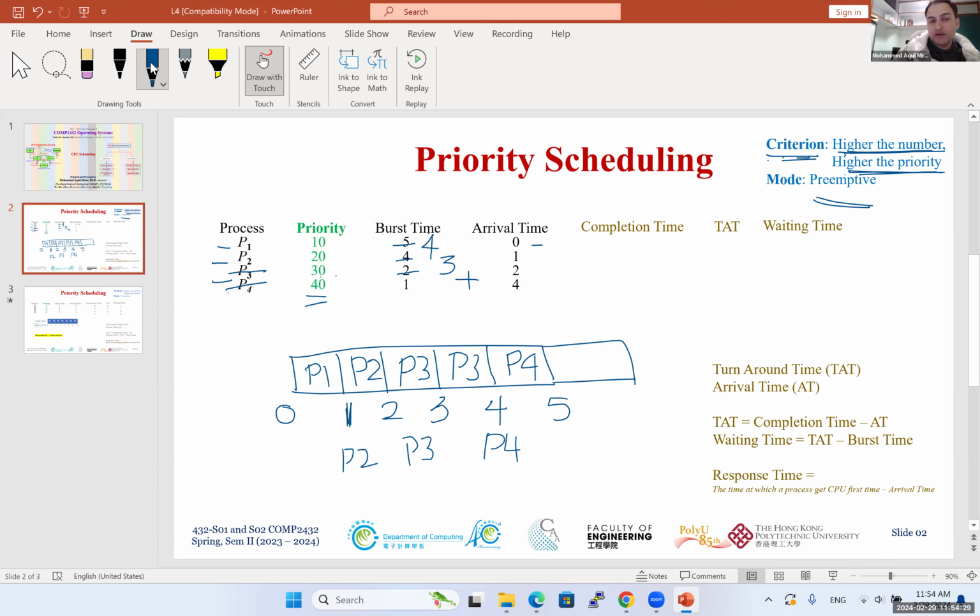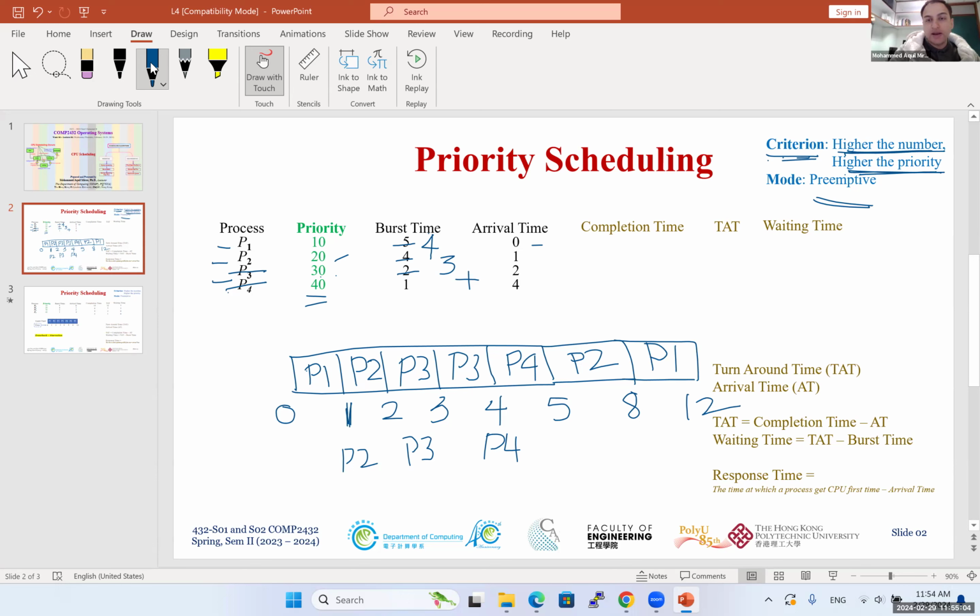So who will execute first? Since P2 has the higher priority, P2 will execute first. Now you don't need to do it one by one because you already know that it will always be P2 between two processes. So simply you can say 5 plus 3, it will execute up till 8. And then P1, the last process, will execute for 4 units of cycle, up till 12. Okay, so this is how you will draw your Gantt chart for priority scheduling.